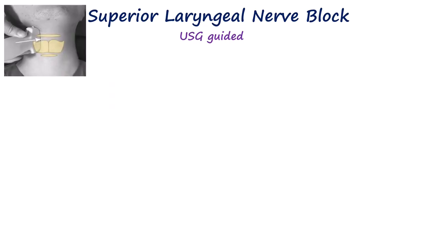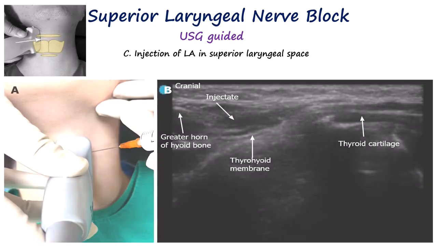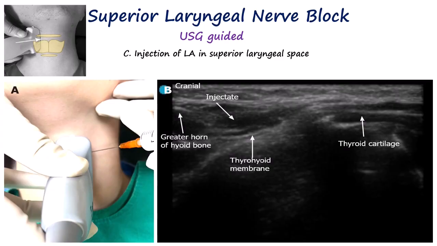After identifying these landmarks, a needle is inserted out of plane from anterior to posterior until we reach the plane just above the thyrohyoid membrane. Hydrodissection helps confirm the correct space. 1 to 2 ml of local anesthetic is injected into this space, called the superior laryngeal space. This space lies between the hyoid bone above and the thyroid cartilage below, and is bounded anteriorly by the thyrohyoid muscle and posteriorly by the thyrohyoid membrane and pre-epiglottic space.